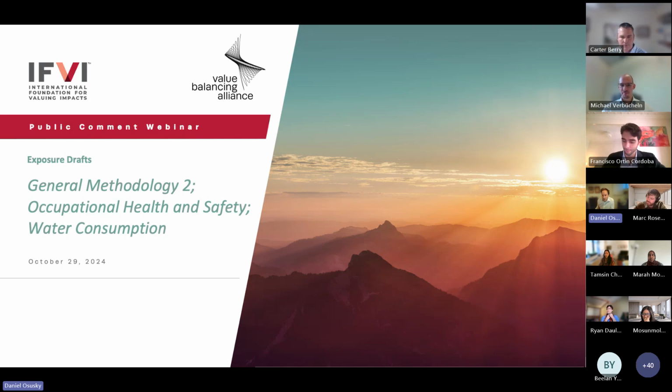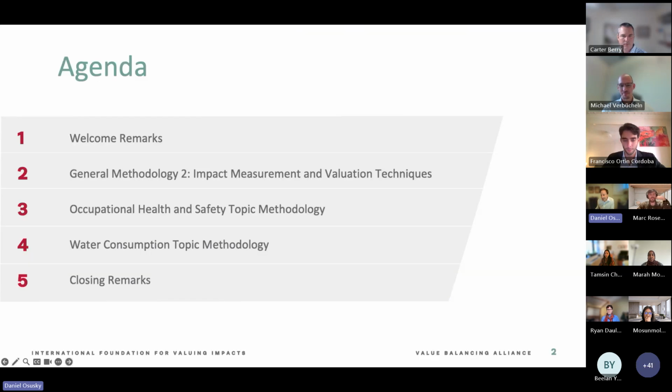Let me walk us through our agenda for the session today, and then share a few opening remarks before we dive into what is really the main purpose of the day, which is to provide a bit of introductory context to 3 new methodology statements that have been released and are currently available for public comment. We will begin with an overview of general methodology 2, then followed by 2 of our topic methodologies, the first being on the social impact topic of occupational health and safety, and then the second being the environmental topic of water consumption. We will then wrap things up with a few closing remarks.